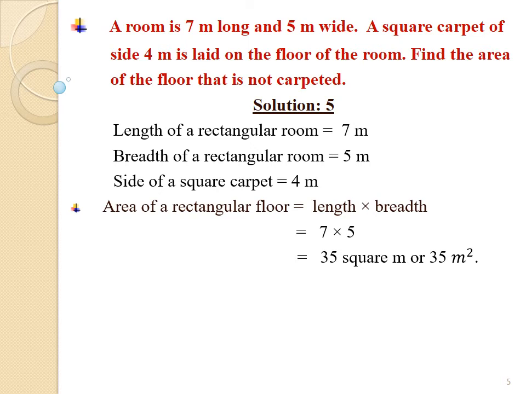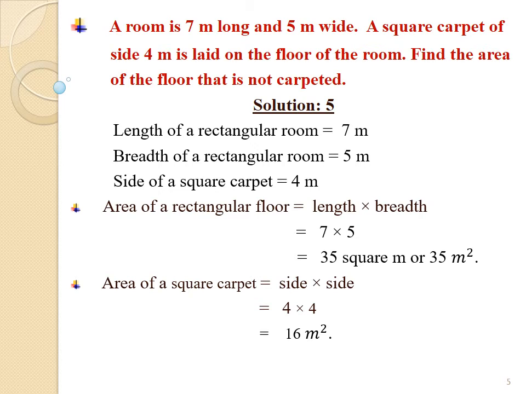Now, let us find out area of a square carpet. Thus, area of a square carpet equals side into side, which equals 4 into 4, which equals 16. Thus, area of a square carpet is 16 square meters.